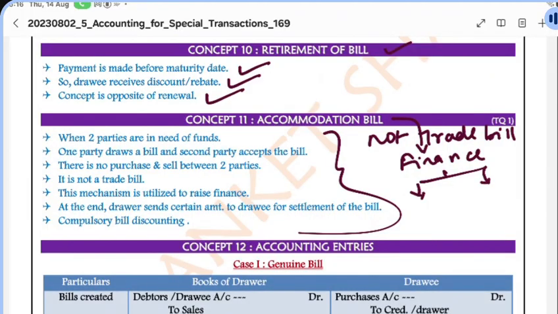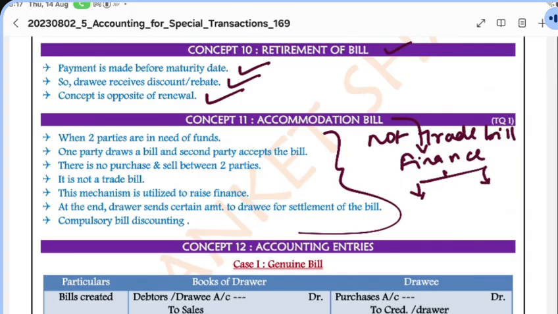Clear? But it is not as easy as we are imagining, right? Questions about insolvency will come. Now what happens if he dishonors the bill? Or what happens if I am not in a position to pay the amount? So questions will come, right? We'll see while we will be solving problems. But now I hope you are clear with the concept of accommodation bill.